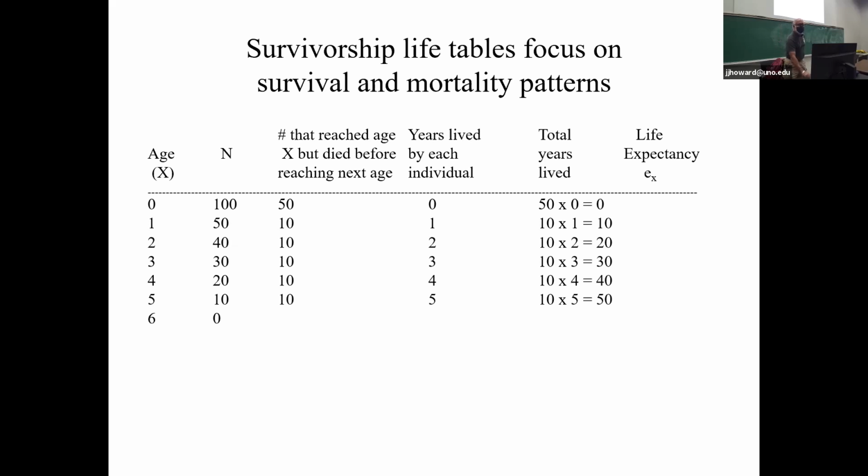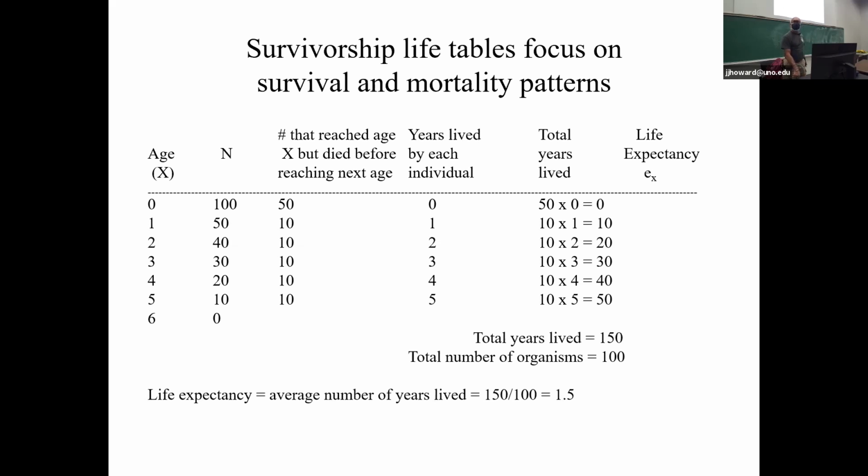Okay, so we're just going to fill this in. Hey, we've accounted for everybody now. We've asked how many years these individuals lived total, and we knew how many there were at the start. So all we have to do is add up the total number of years that they all lived and divide it by 100, because that's how many there were. So let's add them all up. It's 150. So these 100 individuals lived a total of 150 years. So the life expectancy of a newborn is 1.5 years.